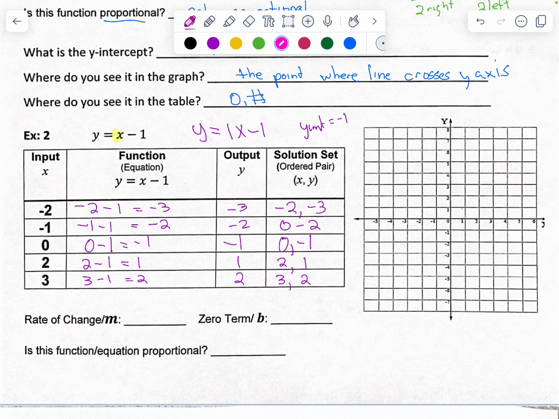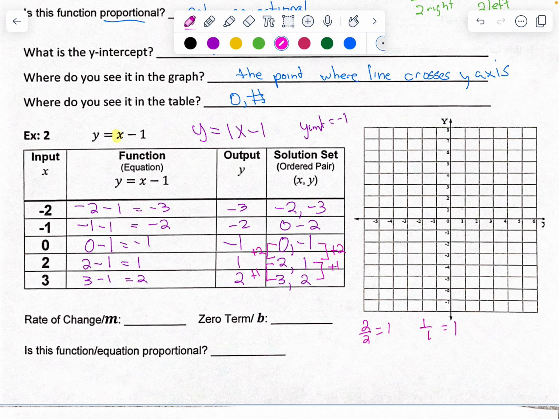Now, from here to here is +2, and here to here is +2. So that's 2 over 2 equals 1. From here to here, it's +1, and from here to here is +1, and 1 over 1 equals 1. So every time I calculate slope, it's going to be the same thing.